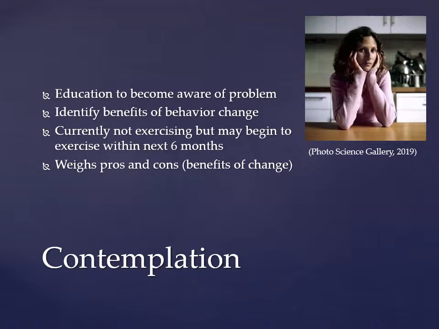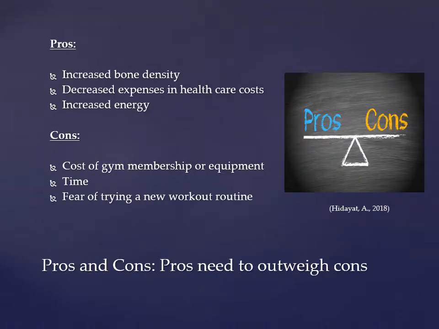These people are currently not exercising, but they may begin to exercise within the next 6 months, and they are weighing their pros and their cons. Does it benefit them to make a behavioral change? An individual must weigh the pros and the cons when deciding to implement a behavioral change.